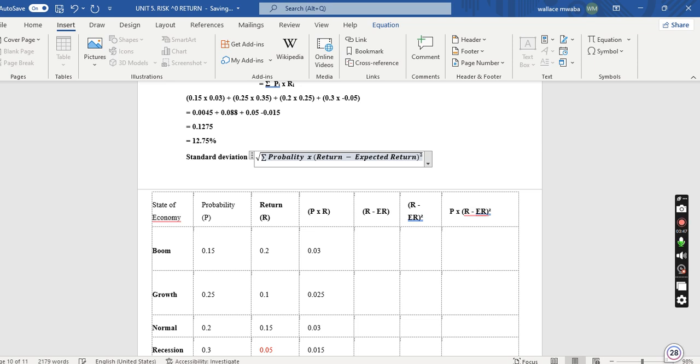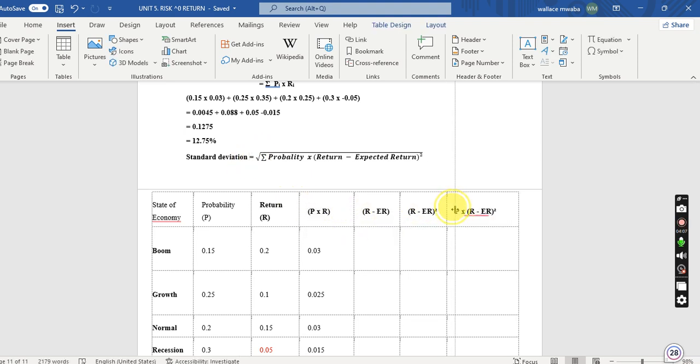This is how we're finding the standard deviation. Each return, we subtract it from the expected return, then we square it, and after that we multiply it by the probability. This formula I'm just doing here in table format. If you're not comfortable with table format, you can just use the actual formula here.